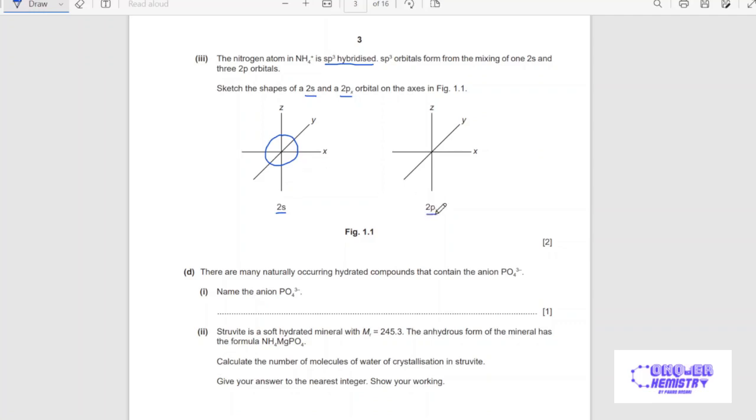Now for 2px, we know that p orbitals are dumbbell shaped. They look like infinity signs if you look at them in 2D. And over here, this is along the x-axis, so that's what we're going to draw. It's going to be along the x-axis. You have 2 lobes crossing each other at the origin. That's actually where the nucleus is located.